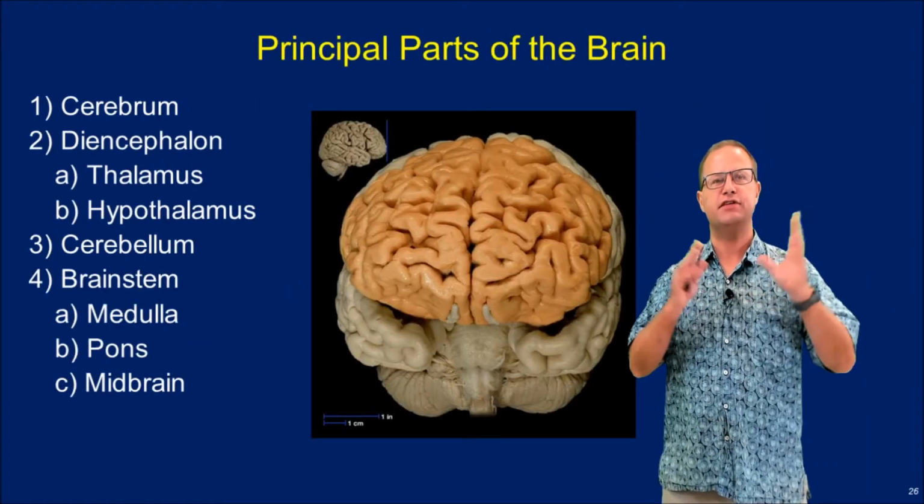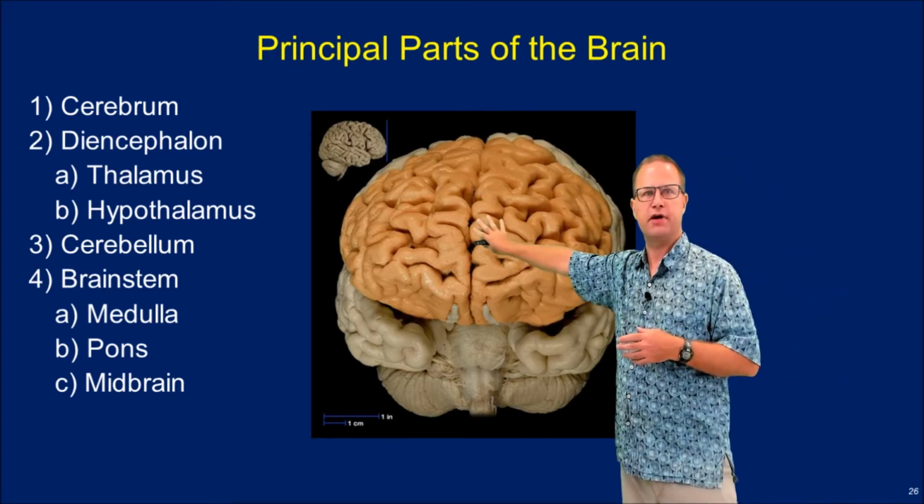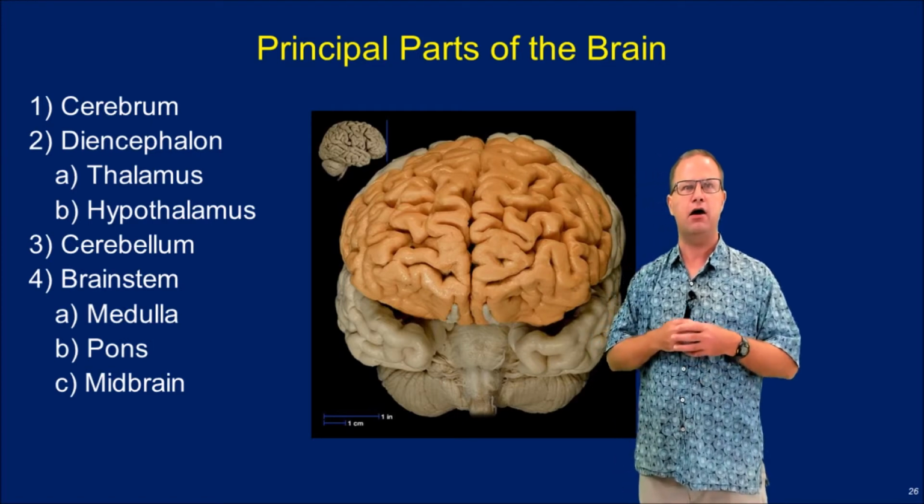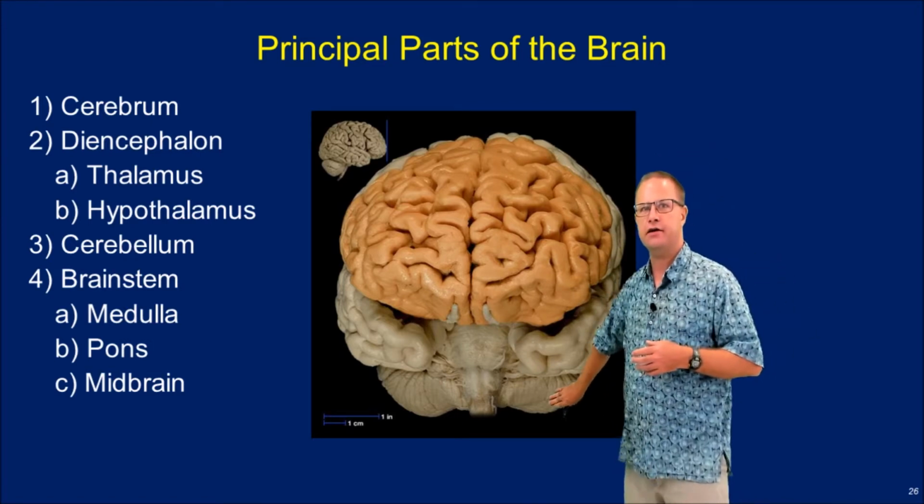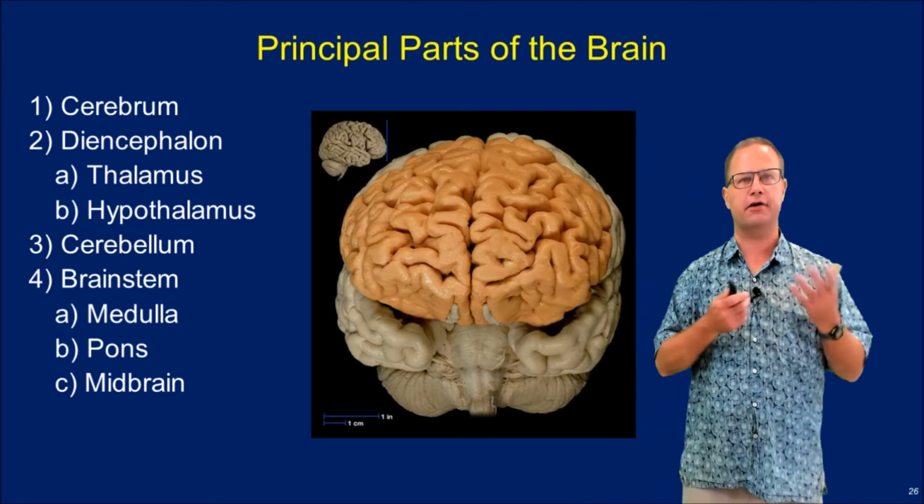Okay, this slide just gives an overview of the different parts of the brain we're going to talk about. They include the cerebrum, which you can see right here. They include the thalamus and hypothalamus, which you cannot see right here. And they also include the cerebellum, which is down here, as well as the brainstem. So we'll spend a little bit of time talking about what each of these different areas does.